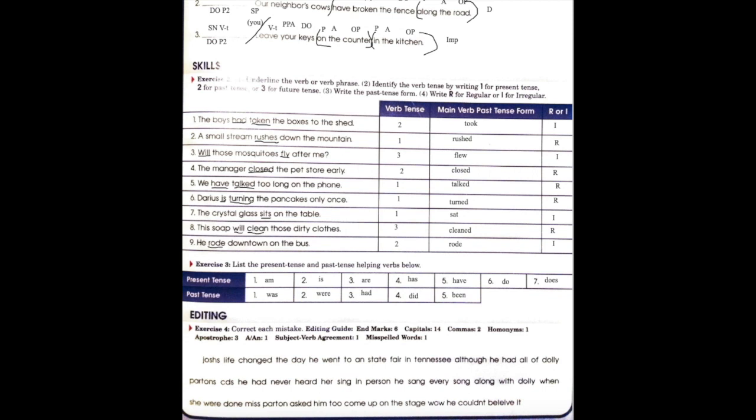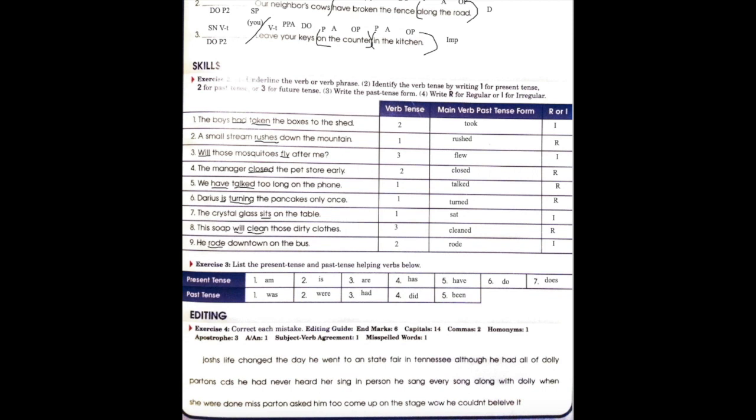There are 6 end marks, 14 capitals, 2 commas, 1 homonym, 3 apostrophes, 1 a and an, 1 subject-verb agreement, and 1 misspelled word. So this says, Josh's life changed the day he went to Ann State Fair in Tennessee. Although he had all of Dolly Parton's CDs, he had never heard her sing in person. He sang every song along with Dolly. When she was done, Miss Parton asked him to come up on the stage. Wow, he couldn't believe it. There are no periods in that sentence, which is crazy.